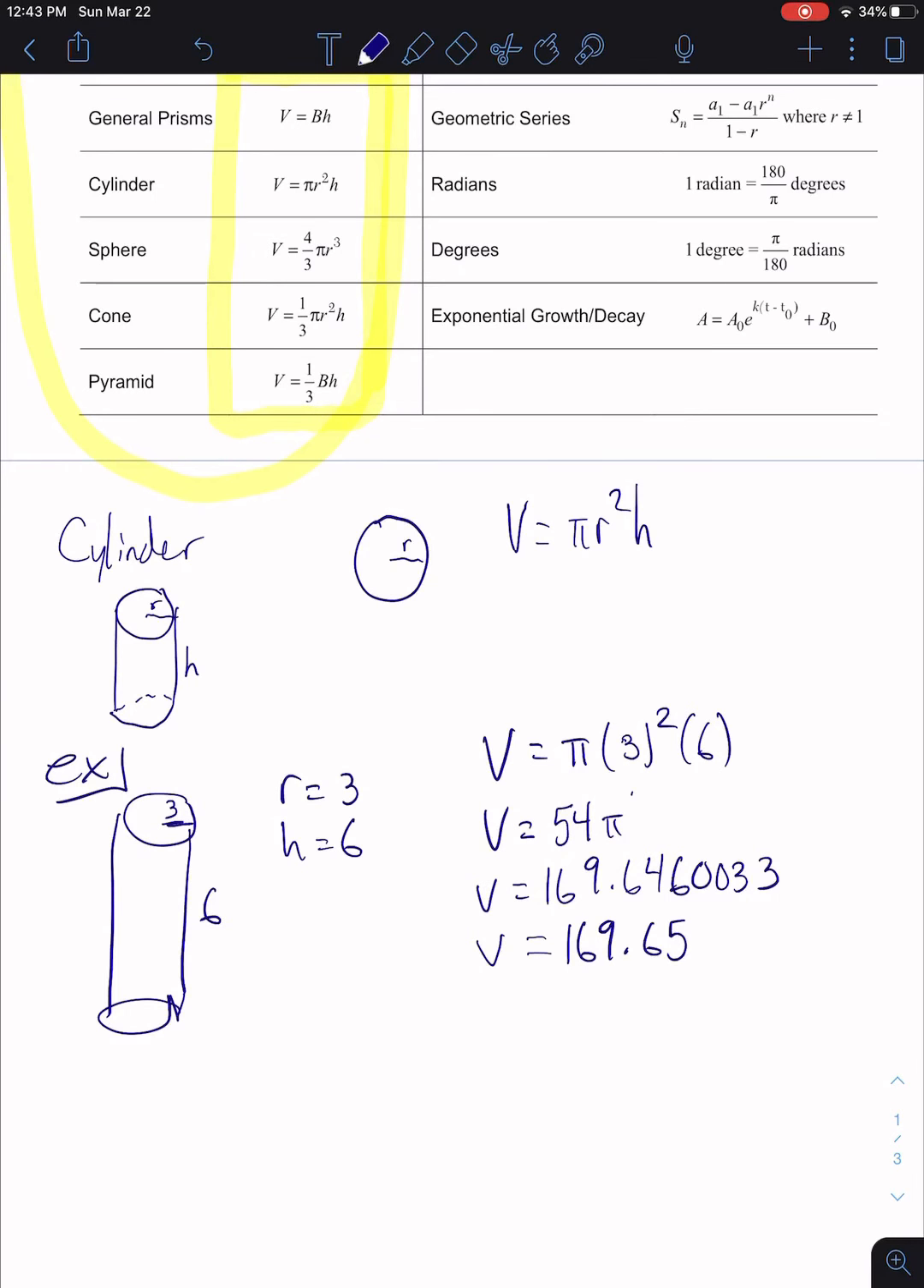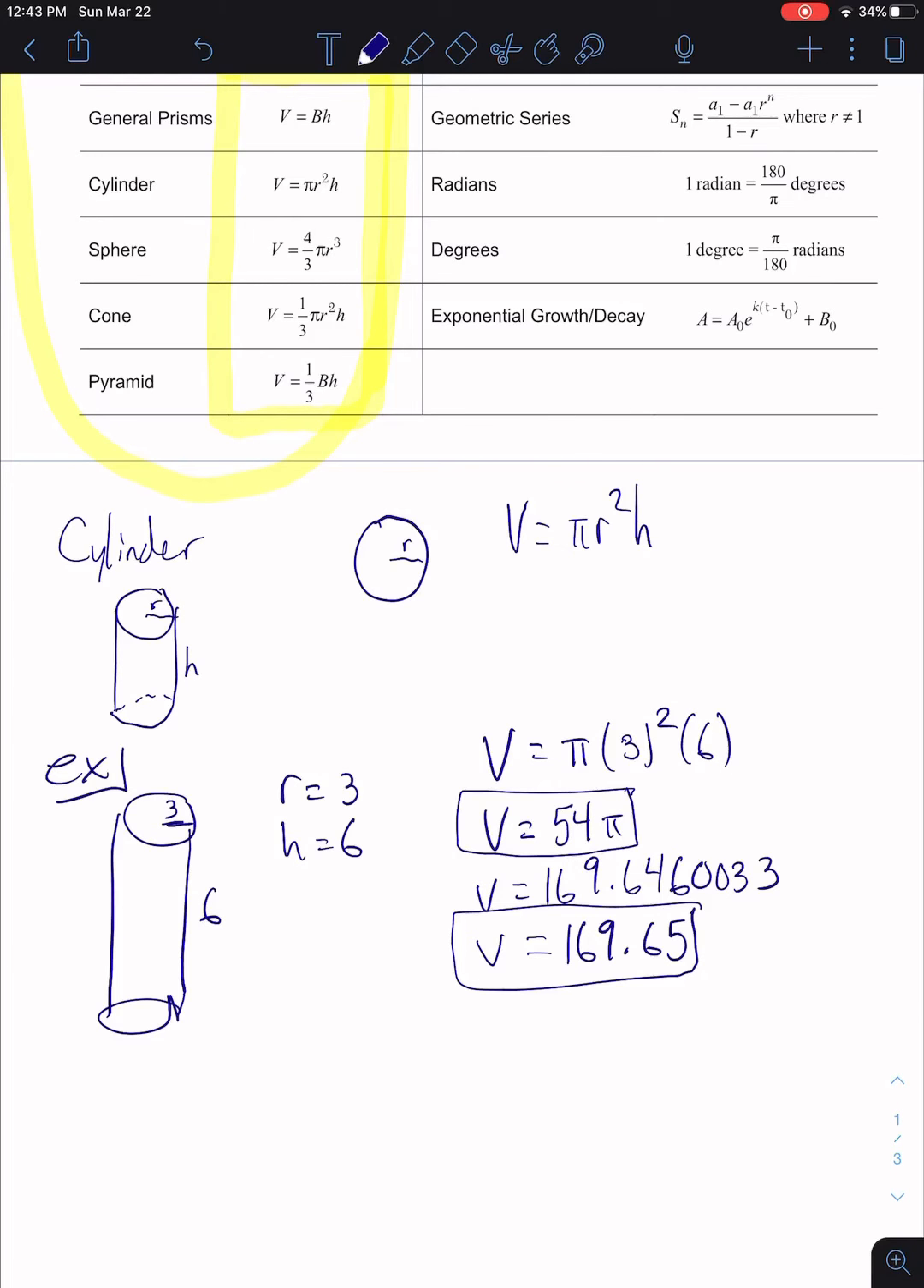So either one of these answers is going to be accepted, and we'll see different scenarios depending on if they say in terms of pi or not, as to whether we're actually going to leave it in terms of pi. Okay, so again, something to kind of think about there.